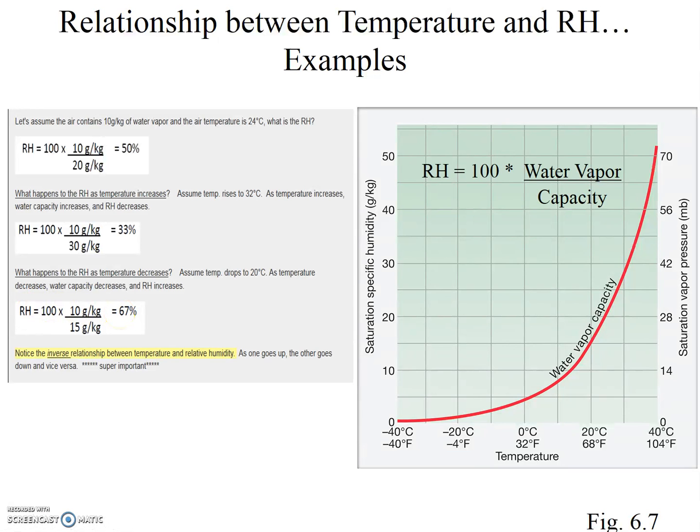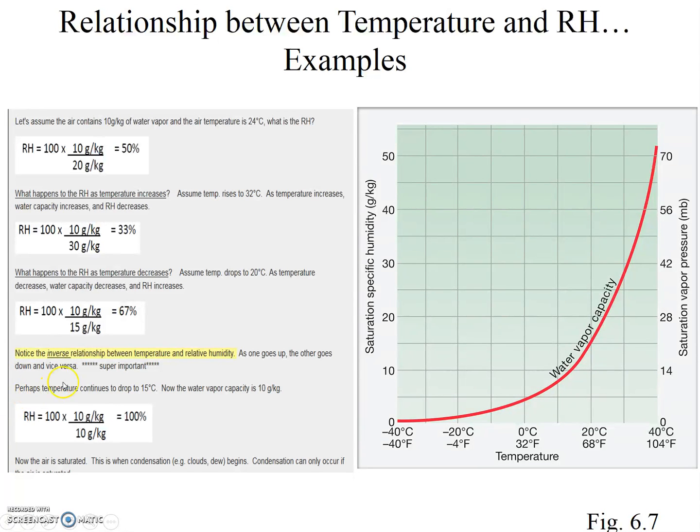So the most important point to note here is that temperature and relative humidity have an inverse relationship. As temperature goes up, relative humidity goes down. As temperature goes down, relative humidity goes up. That's super important. Intuitively, you have some understanding of this because you may notice in the evening time, as the temperature is going down, the air seems more moist around you, even though it hasn't rained.